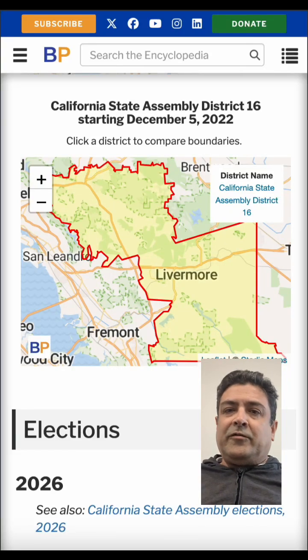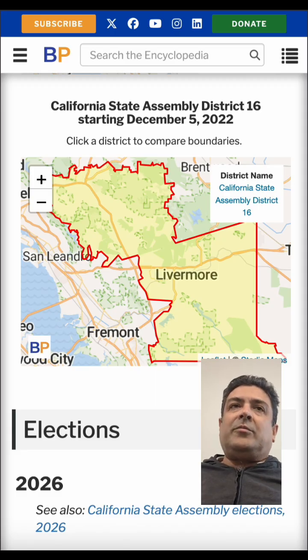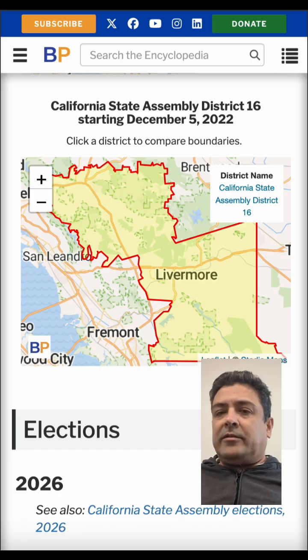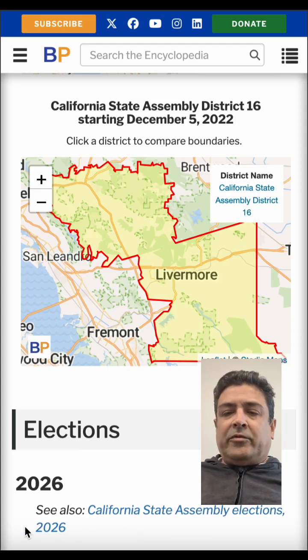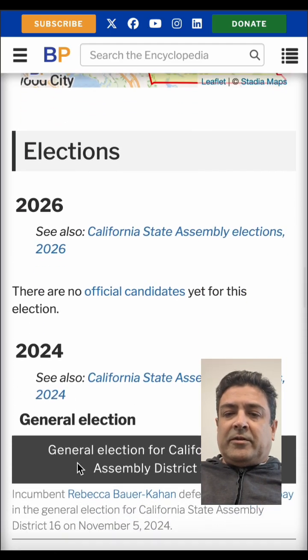I am running for State Assembly District 16, and you can see the map over here. I want to walk you through two important aspects which have been asked frequently by a lot of people around here. One is about what is the scope and why independent. So let's go over why independent first, and then we go over the campaign finance, how it works. Or maybe you can split it into multiple videos.